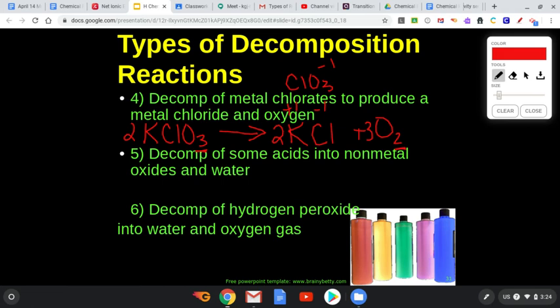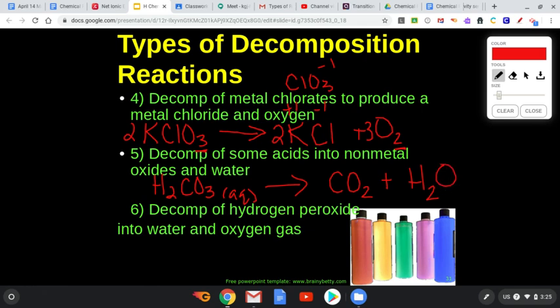The fifth type of decomposition reaction is the decomposition of some acids into nonmetal oxides and water. One of the most famous in this particular case is carbonic acid. Carbonic acid is very unstable and does not like to remain in its acidic form. It will decompose very readily into carbon dioxide gas and water. And this is already balanced.